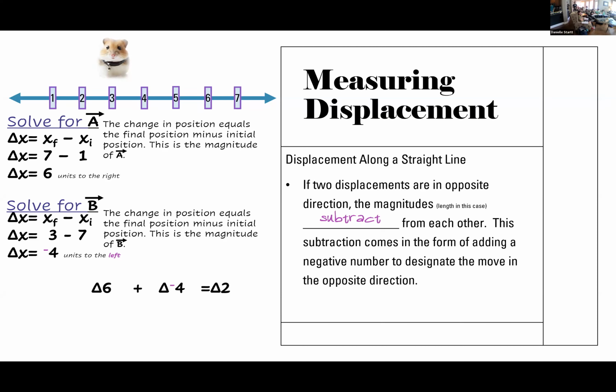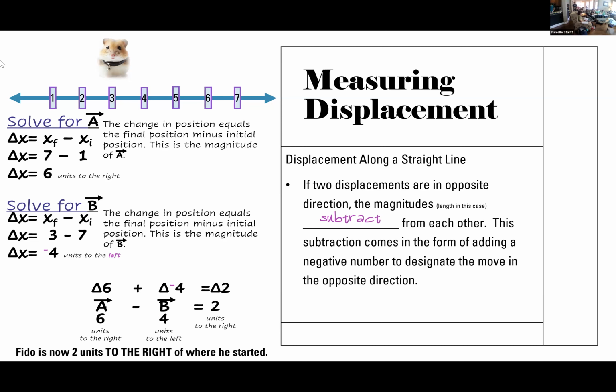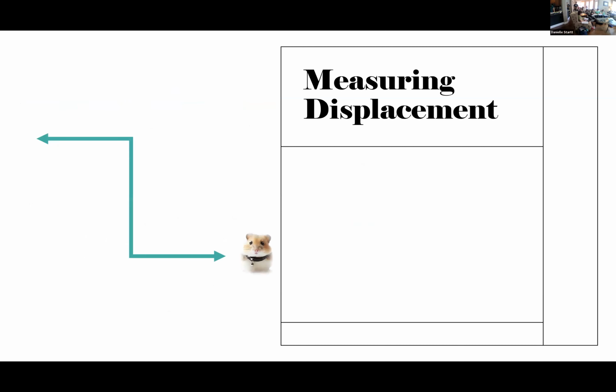So now you're going to add these together because that's our formula. We're going to find out what our total displacement is. So it's a change of 6 and a change of -4 equals a change of 2. And he started at 1, right? So he went 1, 2. So that doesn't say how far he traveled, does it? It just says how far he was from where he started. So he's 2 units to the right of where he started.